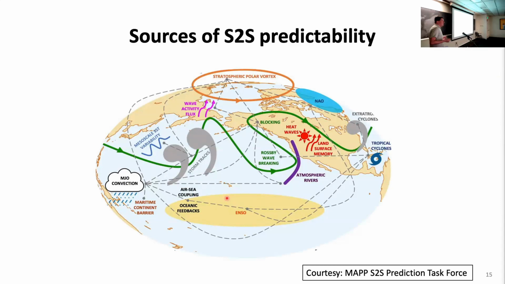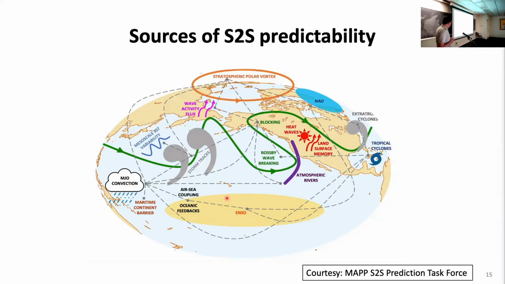So in a modeling sense, there's a whole field of work where people are looking at the sources of S2S predictability. This is just a schematic that came from the Modeling, Analysis, Prediction and Projections S2S Prediction Task Force that tries to lump in all of the different phenomena that people have studied and have linked to predictability at the sub-seasonal to seasonal timescales.